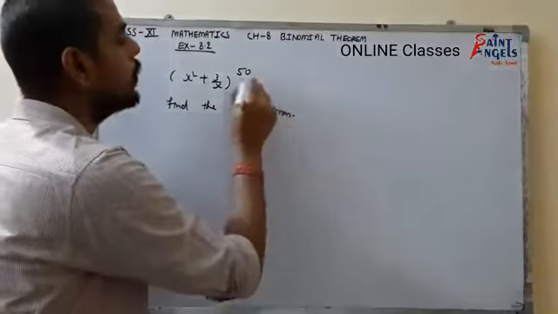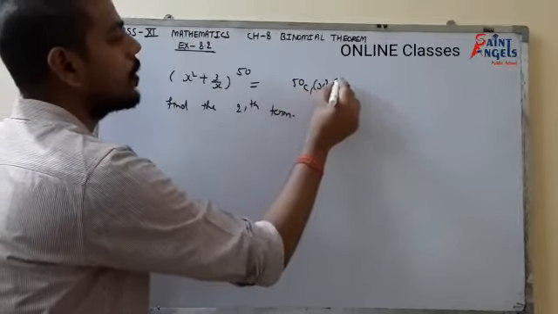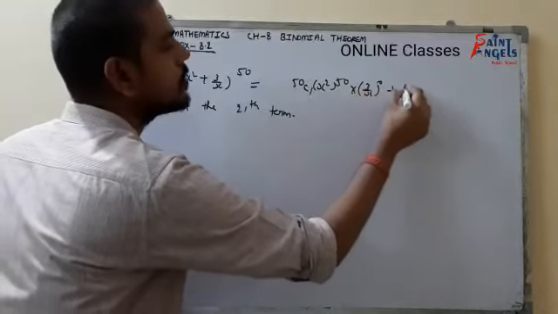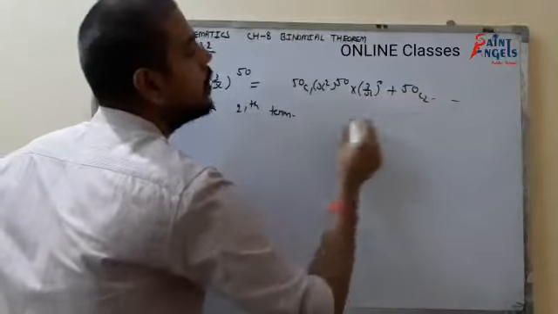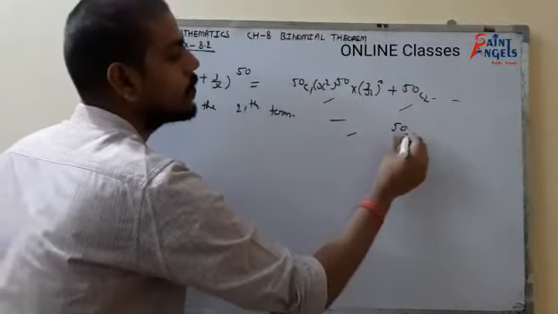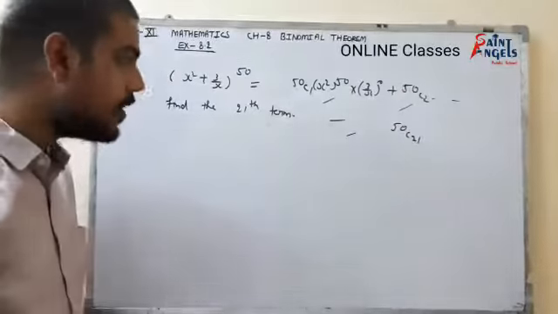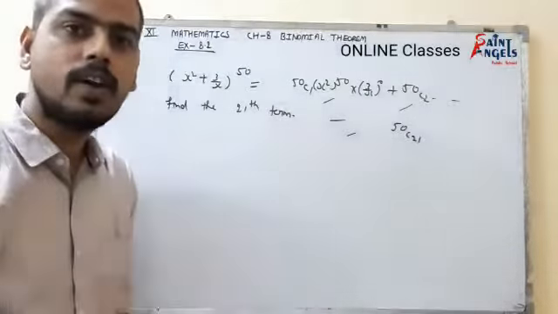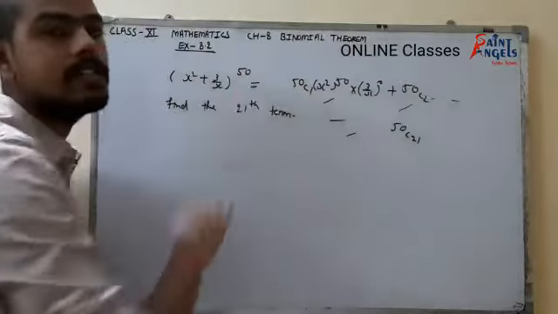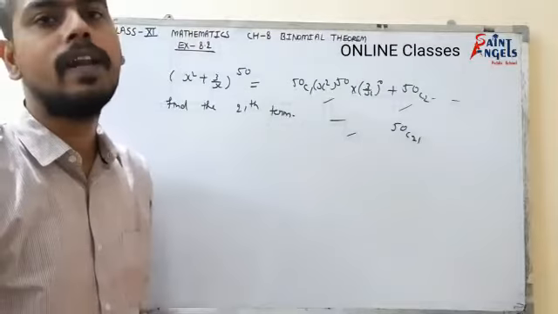We would open the formula like 50C0 (x²)^50 (3/x)^0 plus 50C1, and so on, and we'd count first term, second term, third term, and then our 21st term will become available. But is it possible? Isn't it a very lengthy process that for finding every term I have to open the whole expansion and then count which term is asked? So it would be a very lengthy process.